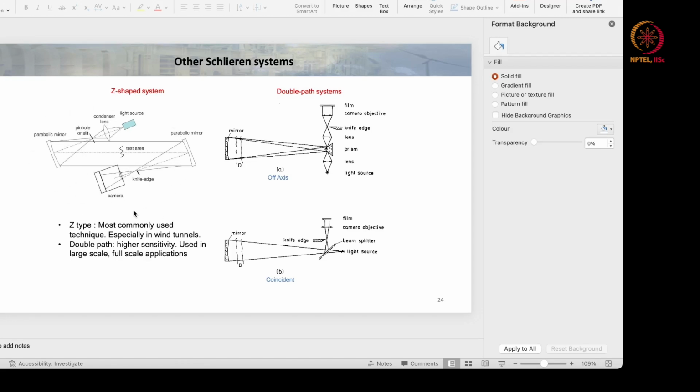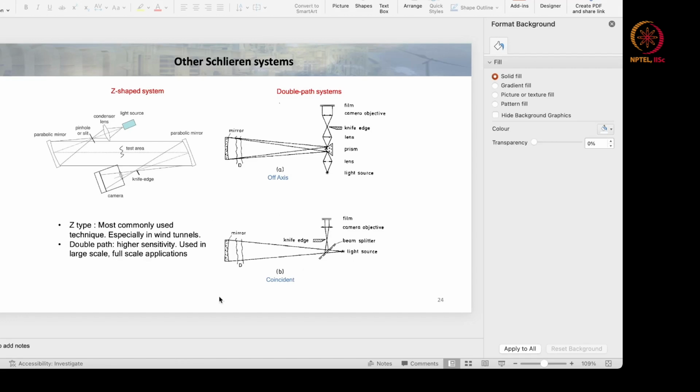It is most commonly used in wind tunnels, and it uses mirrors, which are much easier to manufacture than lenses, as we saw from the historic reference. Also, there are other types of systems like double-path systems, where you basically use a prism and a knife edge. This is a mirror-prism combination with the object there, essentially done for off-axis measurement.